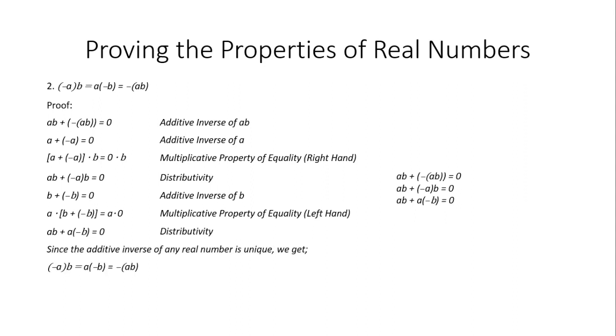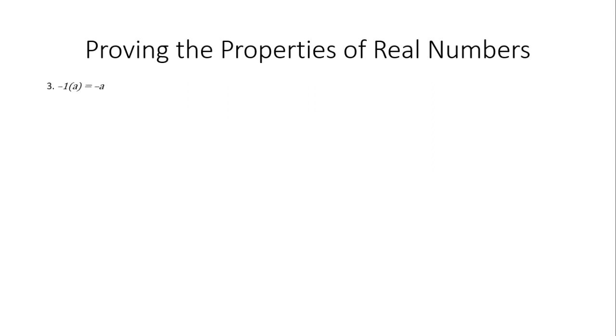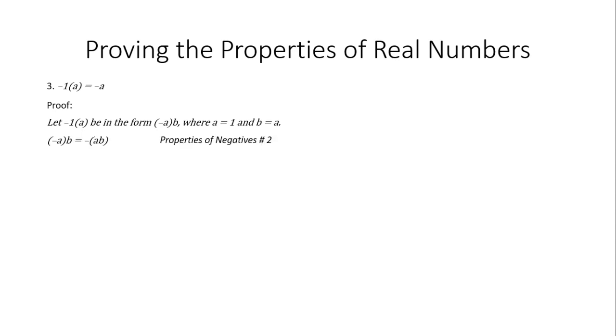We move on to the properties of negatives number 3, which states that the negative of 1 times a is equal to the negative a. To prove this property, we let the expression negative 1 times a be in the form of negative a times b, which is similar to the properties of negatives number 2, where a is equal to 1 and b is equal to a. By the properties of negatives number 2, negative a times b is equal to the negative of a times b.